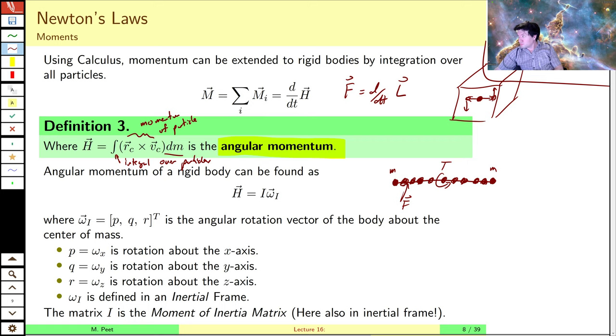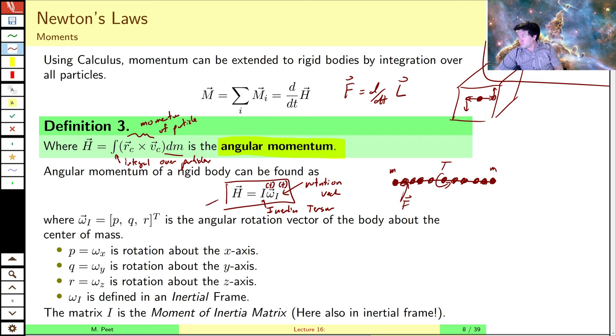So the angular momentum of a rigid body can be defined as the inertia tensor, which is a matrix and can vary with time at this point, times the rotation vector of the rigid body, which can also change with time. I should really put that angular momentum doesn't change over time unless acted on by an outside force. And so I can put these things as a function of t.